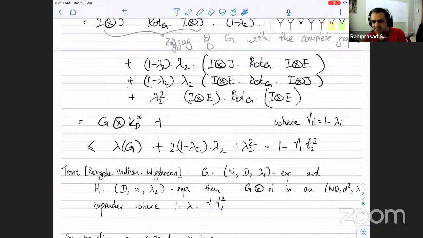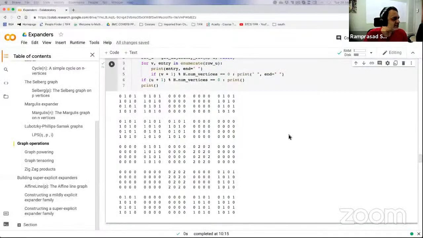Okay, are there any questions so far? Okay, so let's look at this demo, and I'll hopefully show you how cool these strongly explicit expanders can be. Is my screen visible?